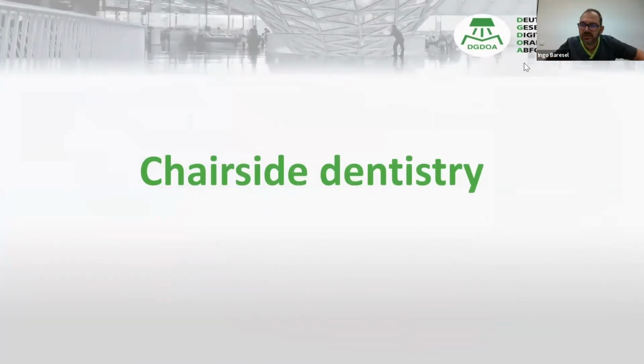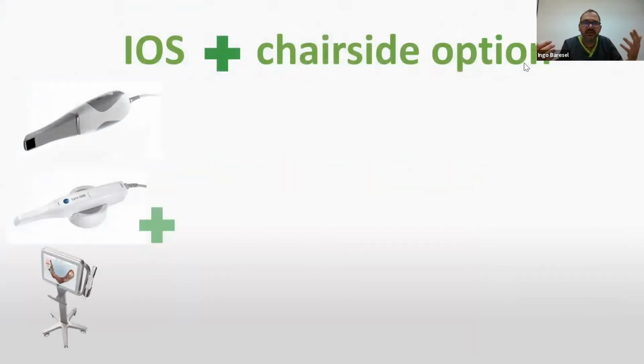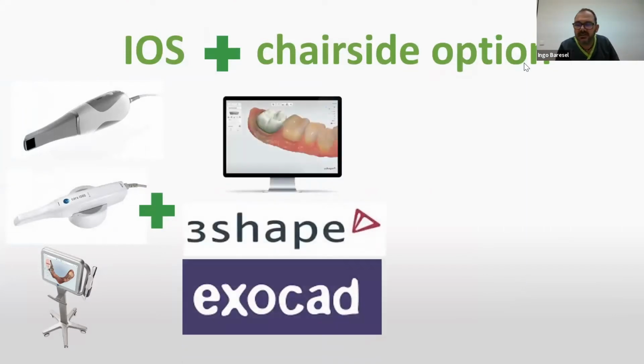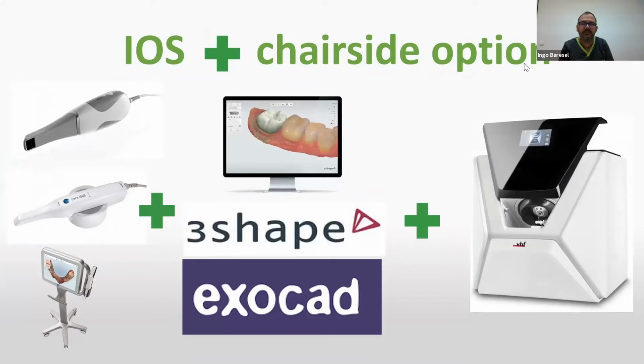And then you have the choice. You can do with the scan whatever you like to. You can send it to the lab, but can you even use it for chairside dentistry? What do you need? You need a scanner. You need a designing software. The chairside software is now out from 3Shape and Exocad, and you need a milling machine.